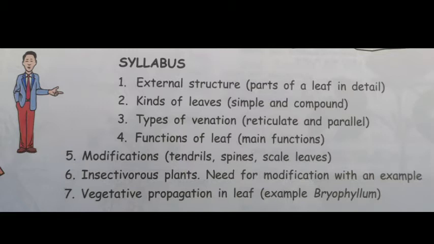Fifth one, modifications of leaves. There are 3 main modifications which we are going to study in this lesson: tendrils, spines and scale leaves. Sixth one, insectivorous plants. Seventh, vegetative propagation in leaf.